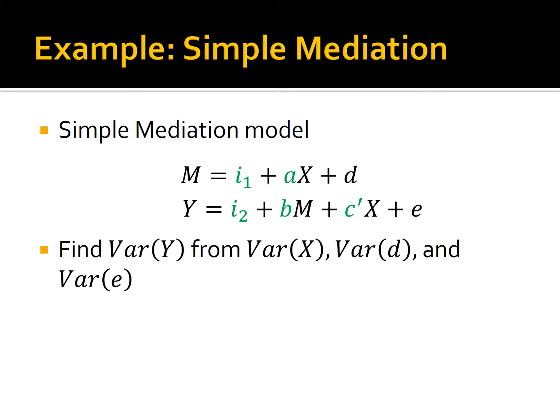So I would like to find the variance of y via the variance of x, the variance of d, and the variance of e. So the variance of the predictor x, right? The variance of d, which is the error term of the mediator, and the variance of e, which is the error term of the y dependent variable.